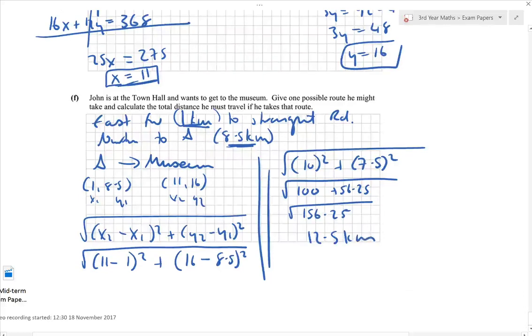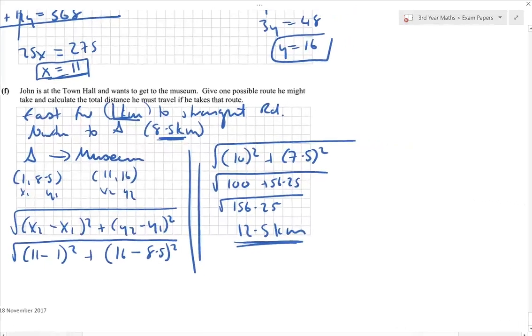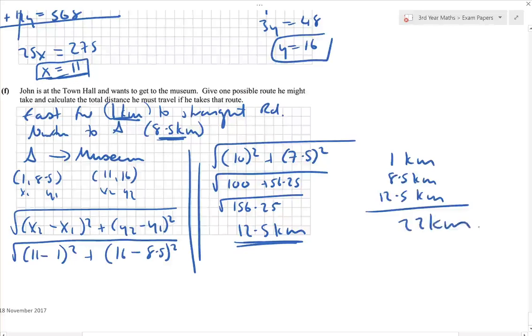So that's the last stretch of the journey. So it says give one possible route and calculate the total distance. So the initial 1 kilometer, then the 8.5 kilometers, and then your 12.5 kilometers gives you a total of 22 kilometers.